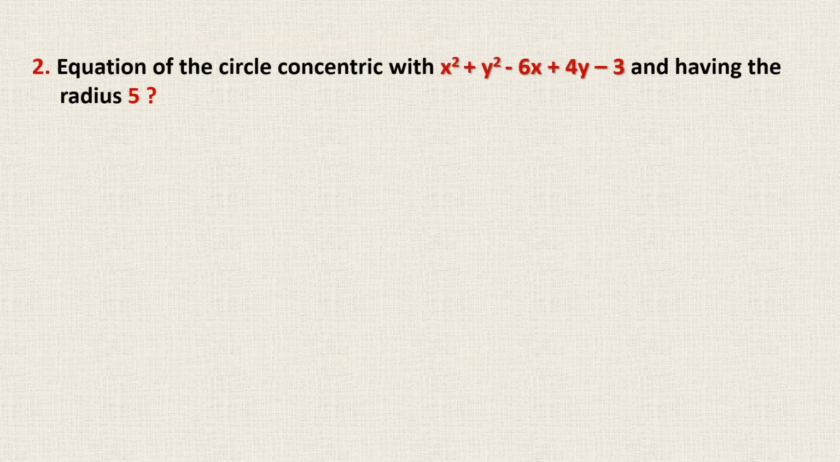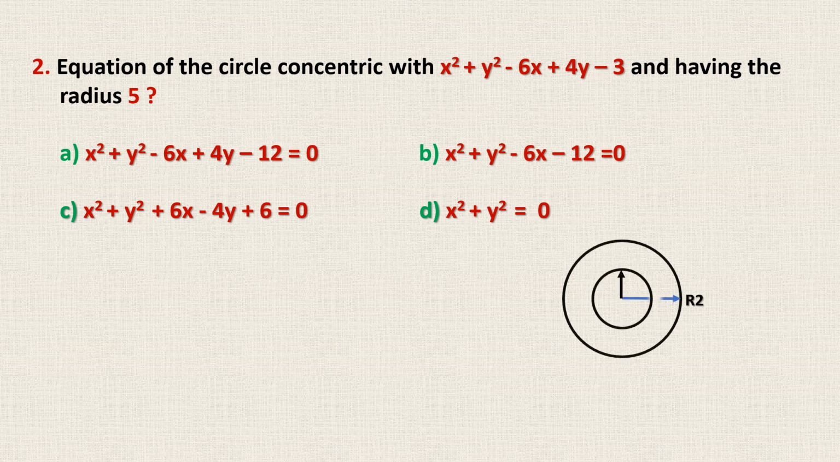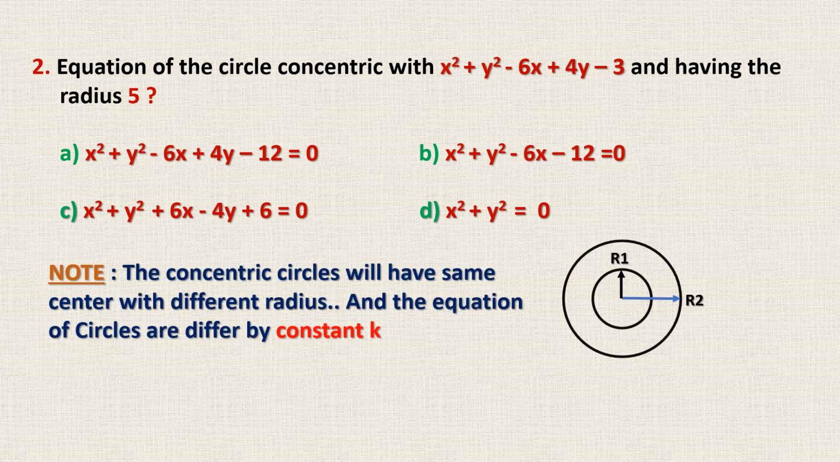Example 2. Equation of the circle concentric with x square plus y square minus 6x plus 4y minus 3 and having radius 5. Concentric circles will have the same center but different radius, and the equations of the circles differ by a constant.